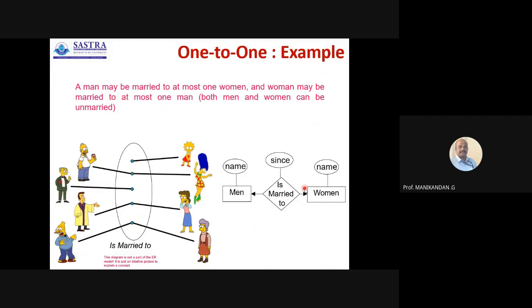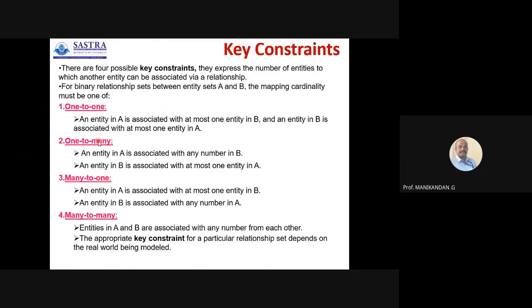What is the second condition? One to many. An entity in A is associated with any number of entities in B, but in the reverse direction, vice versa, an entity in B is associated with at most one entity in A. That is one to many. Clear? An entity in A is associated with any number of entities in B. An entity in B is associated with at most one entity in A.